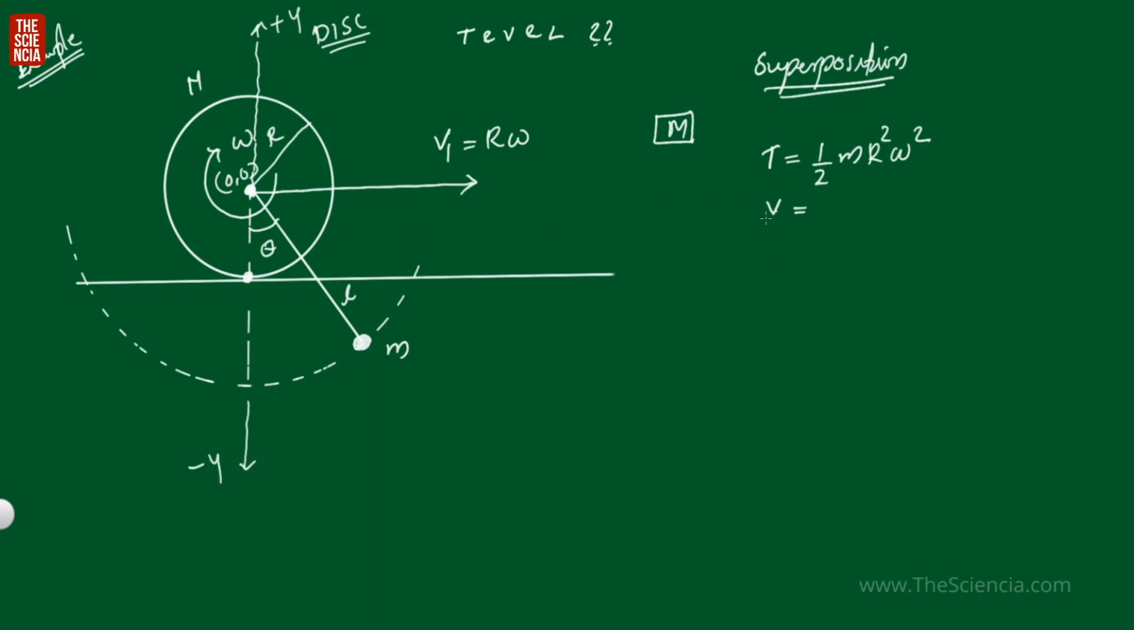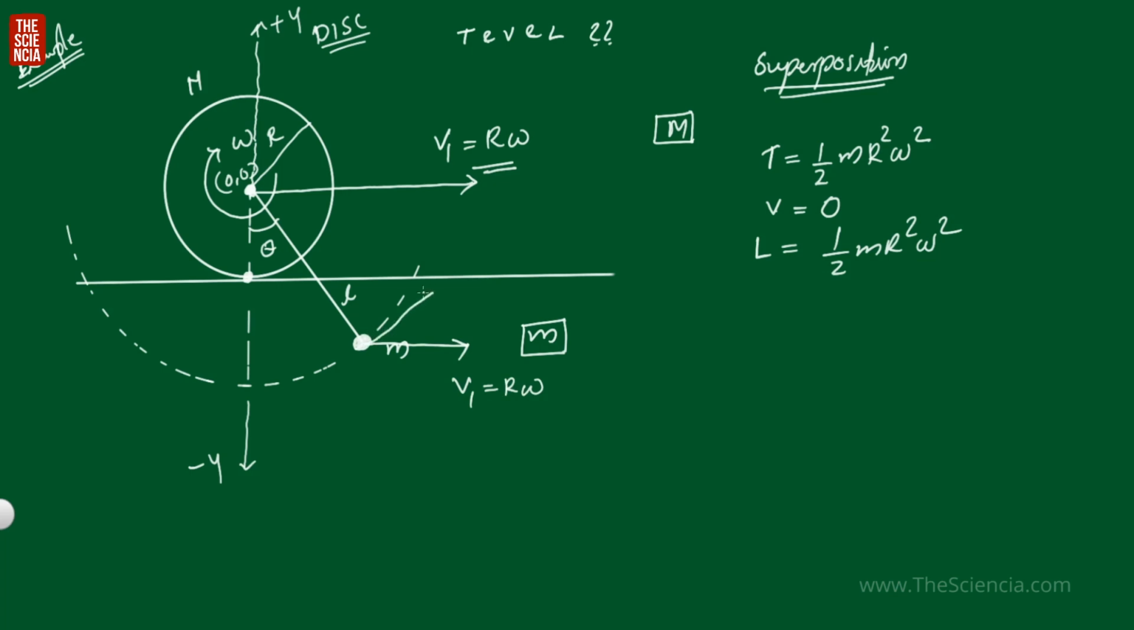Now what is the potential energy? Here the center of mass is at the origin, so the potential energy will be equal to 0. So we get the Lagrangian for this mass itself as 1 by 2 M r square omega square. Now I am going to consider the small mass m, and you can see the small mass m is attached to the disk. So when the disk is moving with a velocity v1 equal to r omega, this mass will also move with v1 equal to r omega, and here it is rotating about the axis.